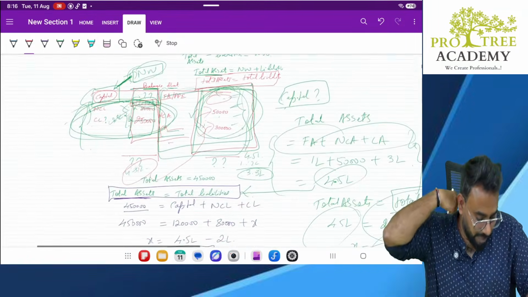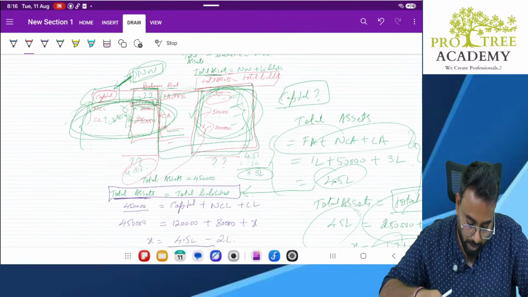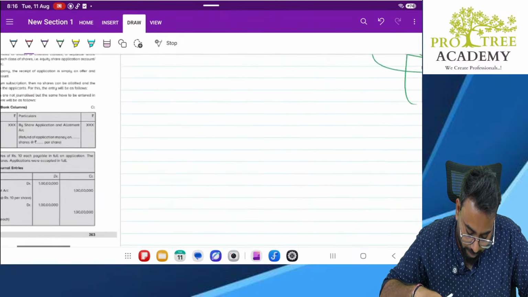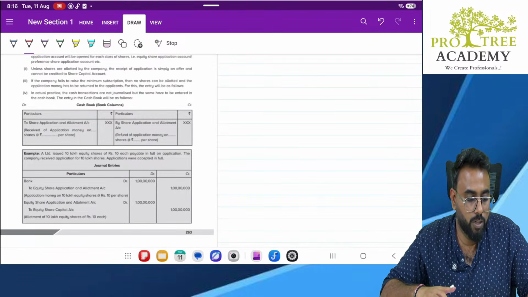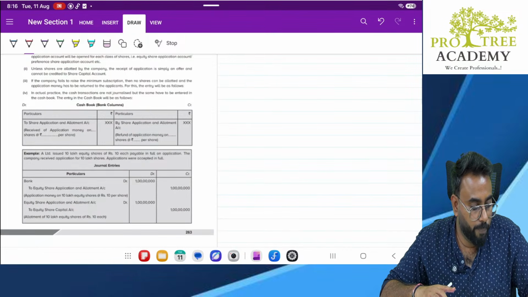We'll end the class for today. In the next class, we'll continue this chapter. It is a very easy chapter, provided you know your journal entries correctly. If you don't know the journal entries, it is very difficult to close this chapter.